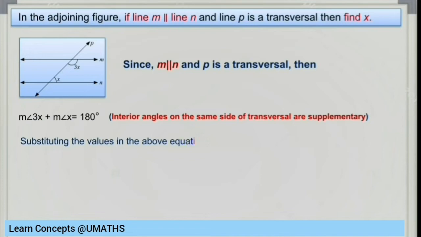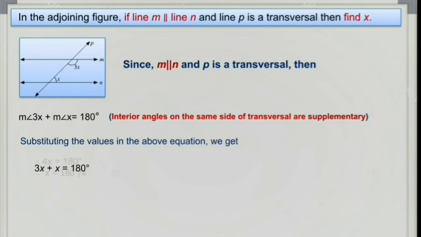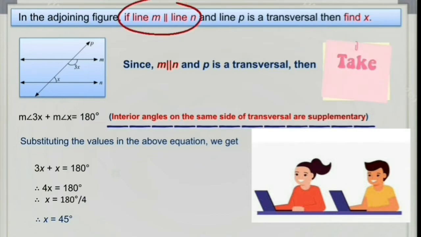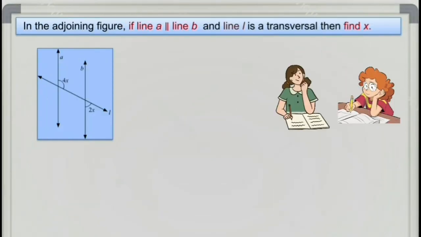In this figure, x and 3x are interior angles. Therefore, 3x plus x is equal to 180 degrees. After simplification, the value of x is 45 degrees. Students, note here, this property can only be used when the angles formed by two parallel lines are intersected by a transversal. Let's solve the next question.